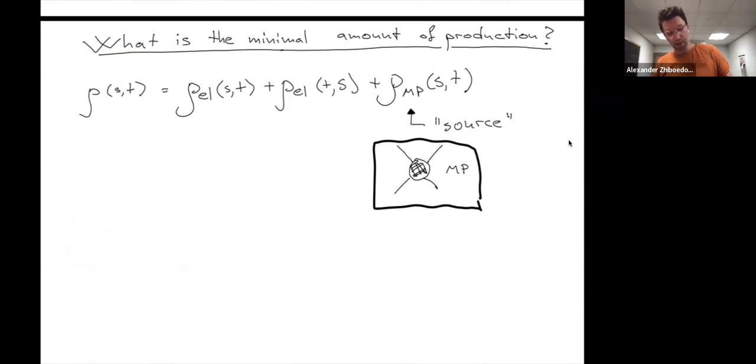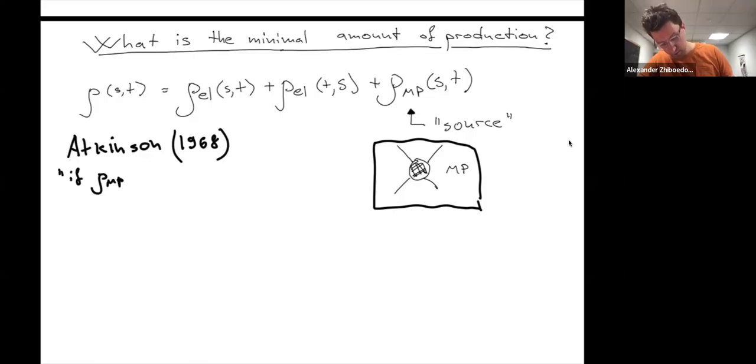And there is a nice result by Atkinson from, again, 1968, as I told you. He proved a theorem which roughly you can say that if rho MP is small, the solution is unique.